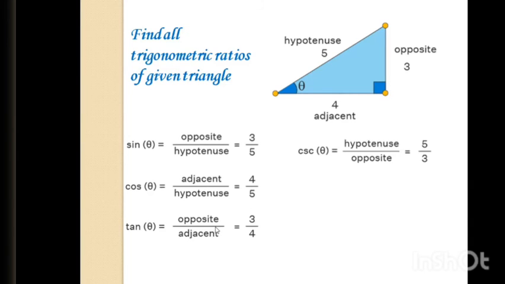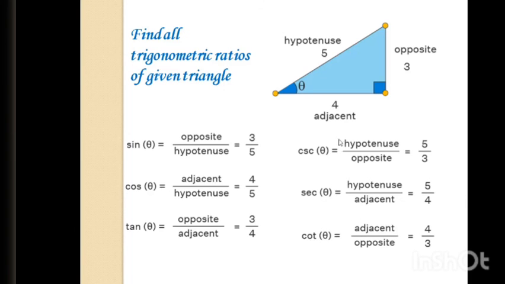In the same way we can find cosec. We know that cosec is the reciprocal of the sine. So opposite by hypotenuse for sine, and in cosec we will write hypotenuse by opposite. Hypotenuse is 5 and opposite is 3, so for cosec theta we will write 5 by 3. Next, secant theta. Secant theta is the reciprocal of cos, so hypotenuse by adjacent. Here hypotenuse is 5 and adjacent is 4, so 5 by 4 is the secant theta.